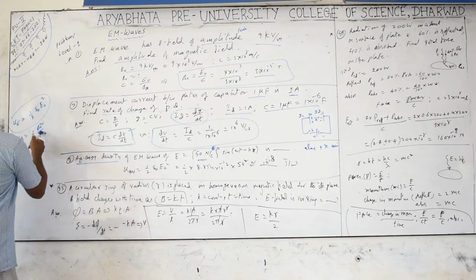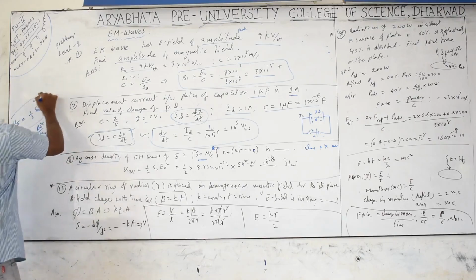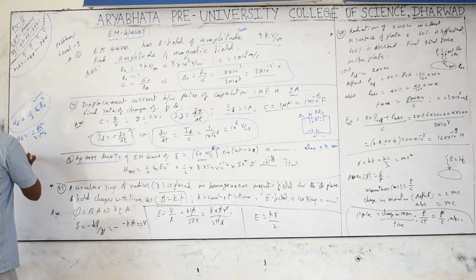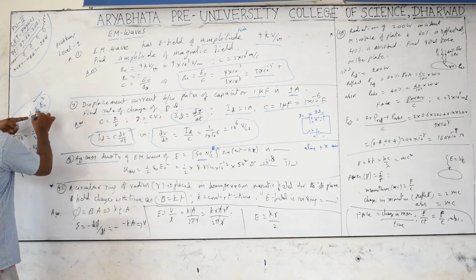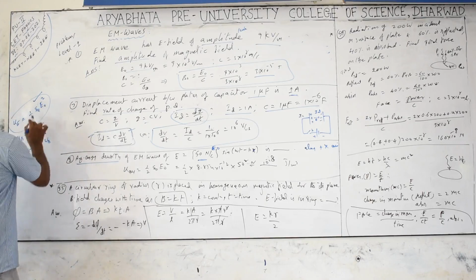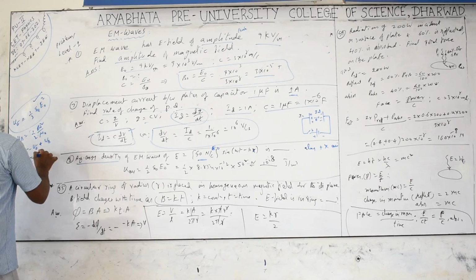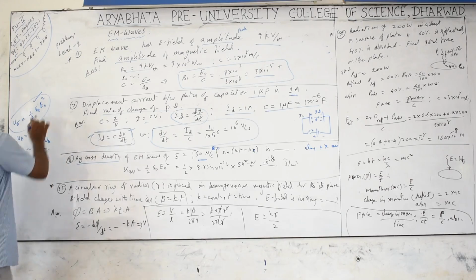One is the electric field, the other the magnetic field, but our eye sees only electric fields, not magnetic fields. The total energy density is the electrical energy density plus the magnetic energy density. Both are numerically equal, so half plus half is 1: total energy density is epsilon naught E naught squared, which can also be written as B naught squared by mu naught.